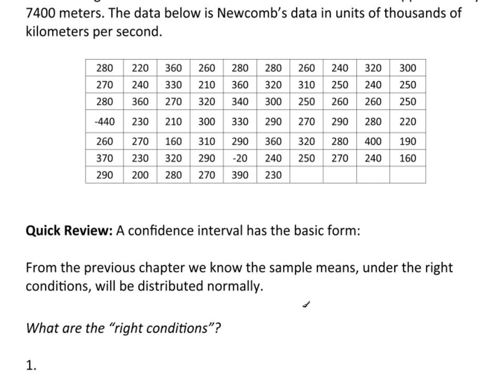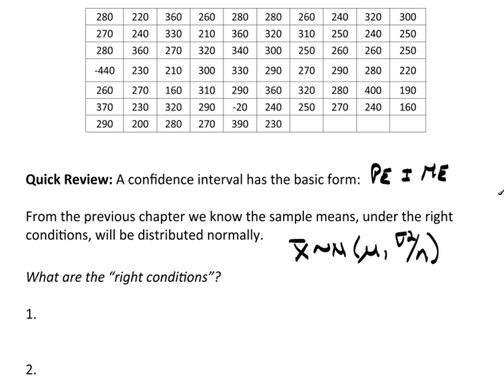So just as a quick review, we know a confidence interval has a basic form of a point estimate, I'm going to say PE for point estimate, plus and minus the margin of error, ME. And from the previous chapter, we know that the sample means under the right conditions will be distributed normal. We know that X bar is distributed normal with a mean of mu and a variance of sigma squared over n. We know this from, like I said, a previous chapter.